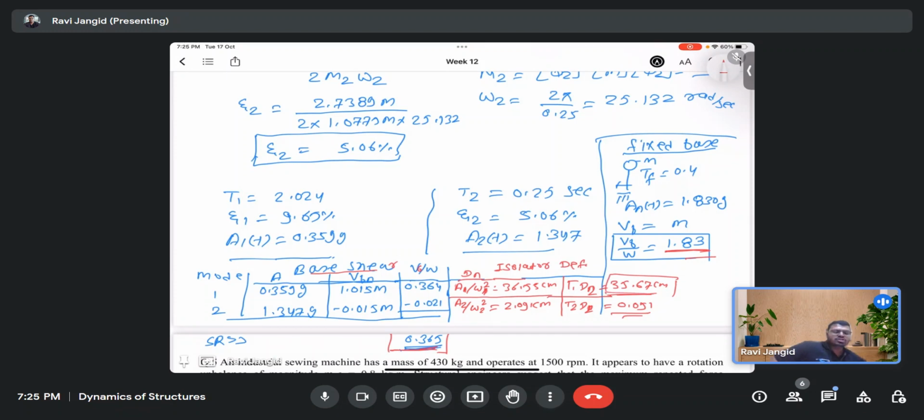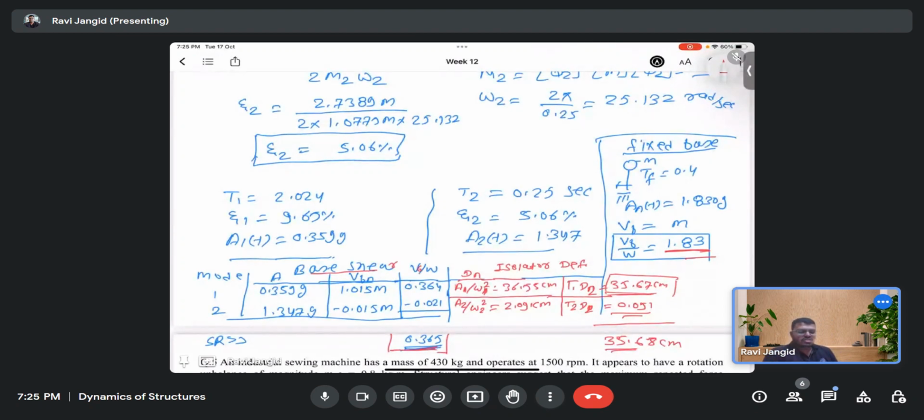So you can see how much displacement you are getting in the isolation. So you have the isolation deformation. The first mode is 35.67. In the second mode, it is 0.051. So if you want to find out the peak displacement by SRSS, that will be nearly 35.68 centimeter. So this is your isolated deformation. So is there any doubt in this question?